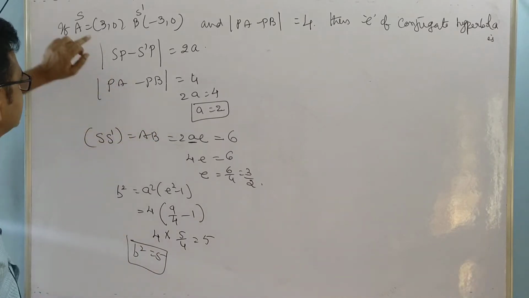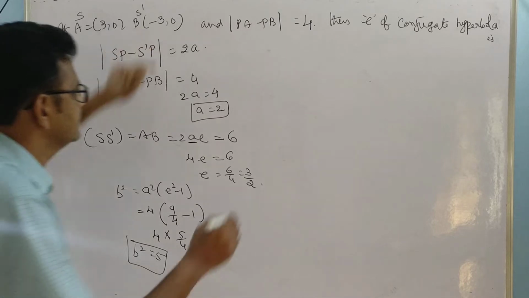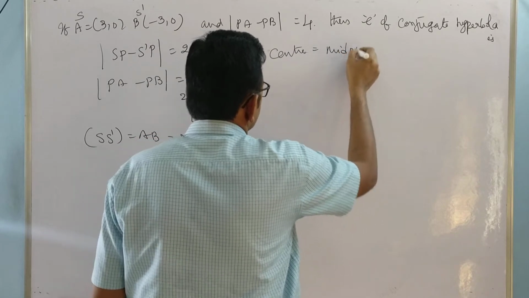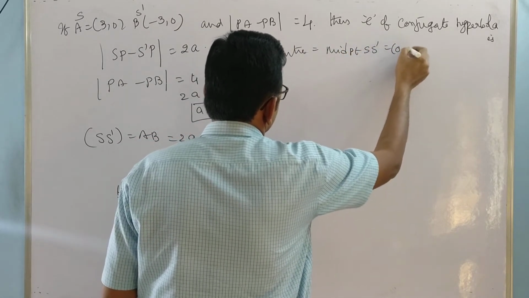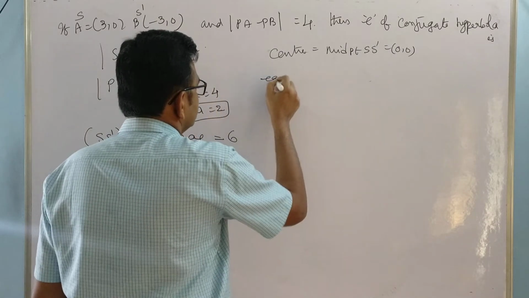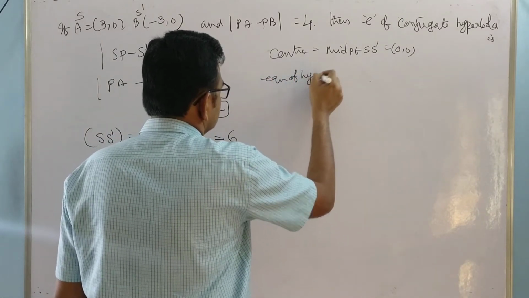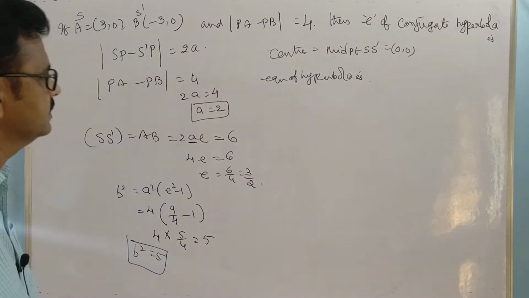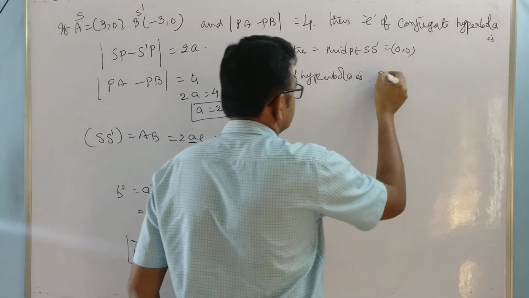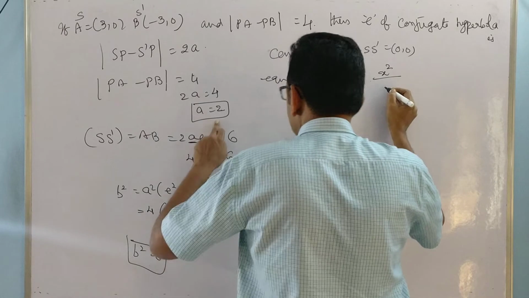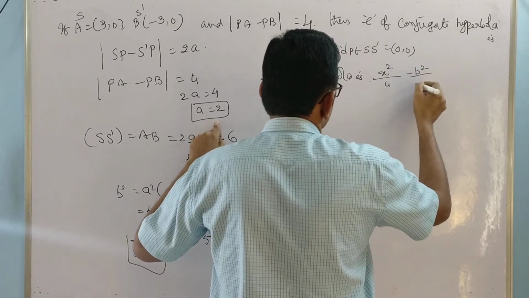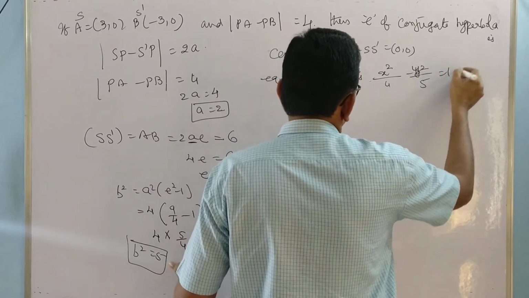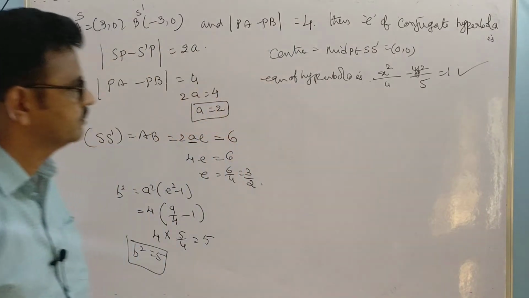What is the center? The center of the hyperbola is equal to the midpoint of foci, S and S dash, that is (0, 0). Therefore the equation of hyperbola is x square by a square minus y square by b square, that is x square by 4 minus y square by 5 is equal to 1. So this is the hyperbola equation.